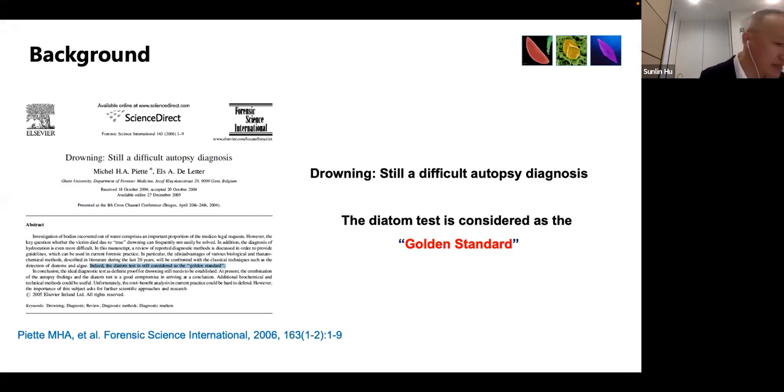The diatom test has been considered as an important approach in drowning diagnosis and routinely used in many forensic labs worldwide. In this review, published in 2005 in the prestigious journal Forensic Science International, the forensic diatom test is even considered as the golden standard.